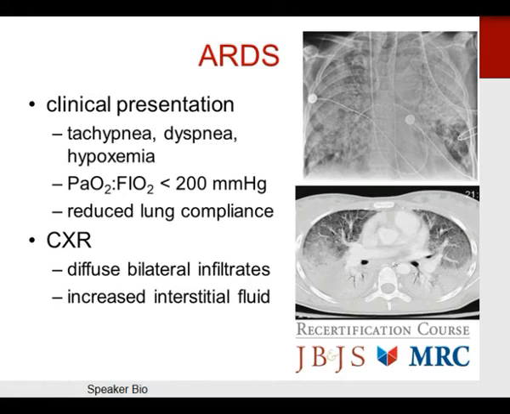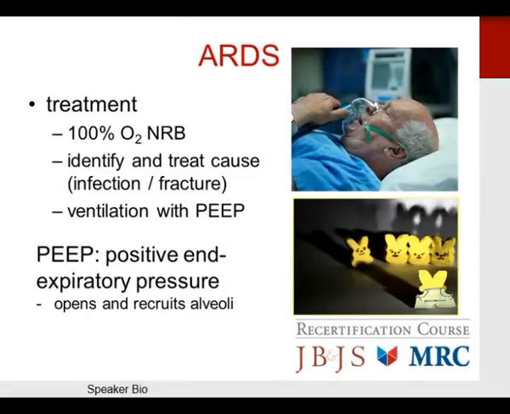The PaO2 to FiO2 ratio is going to be less than 200 millimeters of mercury, and you'll have reduced lung compliance. The chest X-ray will show diffuse bilateral infiltrates and increased interstitial fluid, as seen in these pictures here to the right. For treatment, it's important for these patients to receive 100% oxygen by non-rebreather. It's important to identify and treat any causes, including infection and fractures, and the ventilation should include PEEP, or positive end-expiratory pressure. This will open and recruit alveoli to improve ventilation.